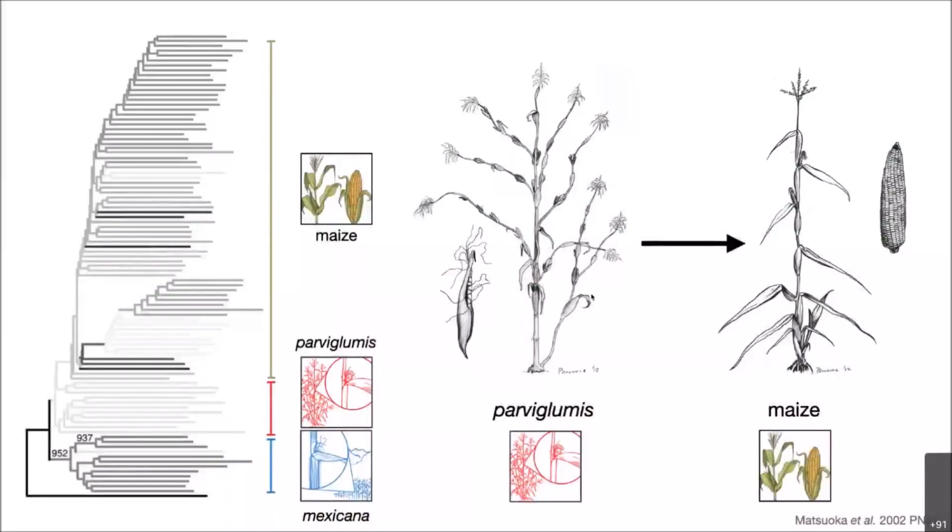And so most workers realized there was one of these annual taxa that was probably the direct ancestor of maize, but we didn't really understand how maize arose from those. And work from John Doebley's lab sought to refine this understanding.